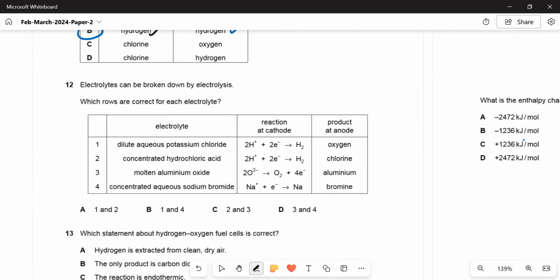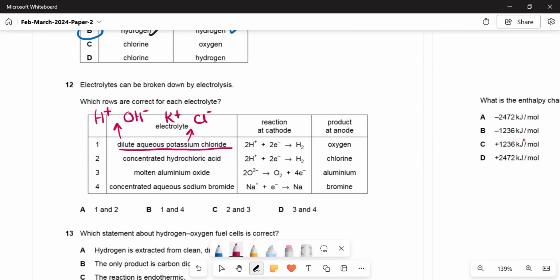Next question is also about electrolysis. Electrolytes can be broken down by electrolysis. Which row is correct for each electrolyte? Now, we'll see dilute aqueous potassium chloride. From water, we have H+ and OH-. And from potassium chloride, we get K+ and Cl-.